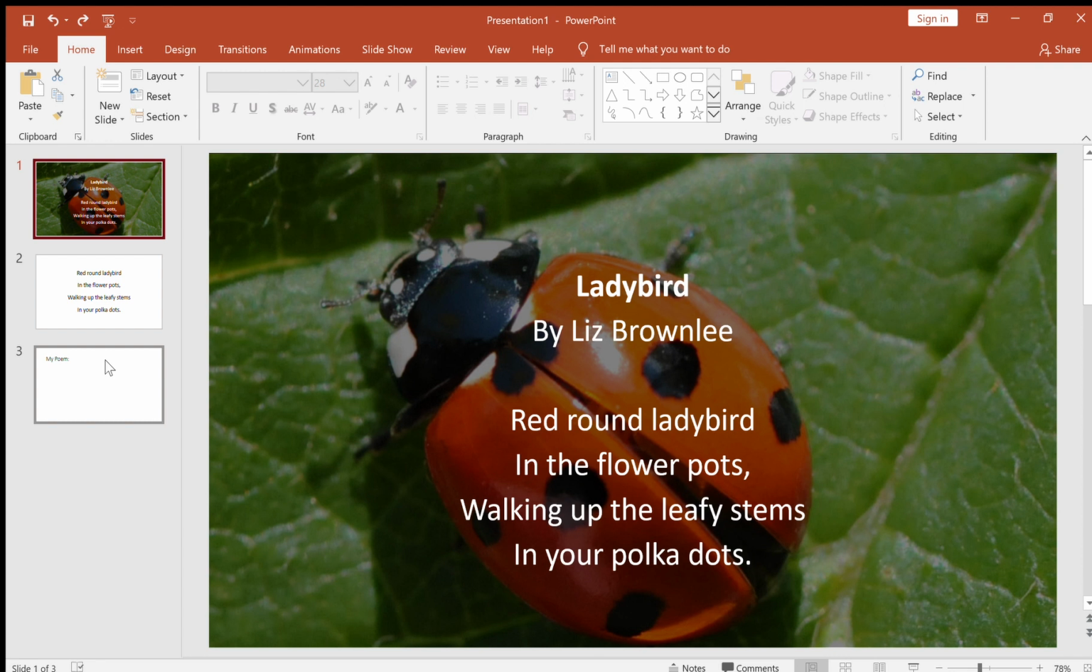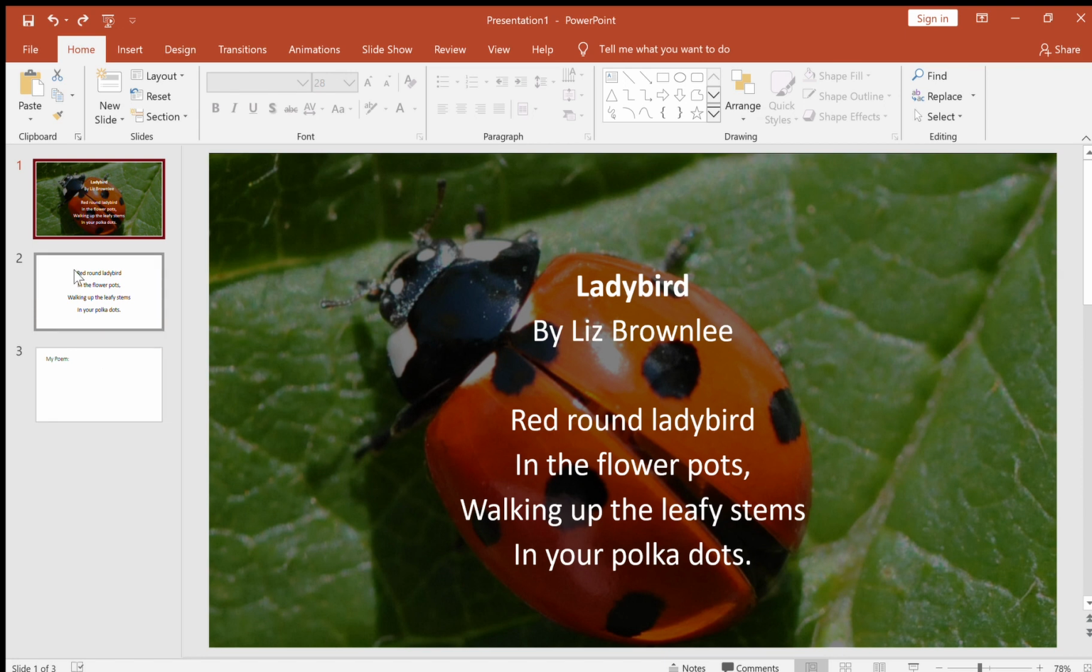So today we're going to have a go at writing our own rhyming poem, a bit like Liz Brownlee's. So we're going to do what we normally do in school, which is we learn the poem first and then we start changing some of the key words to make it into our own. So we're just going to magpie some ideas from Liz Brownlee's poem today. Okay, so have a think of what type of mini beast you want your poem to be about. Ladybirds, bees, wasps, snails, slugs, woodlice. Have a think now.